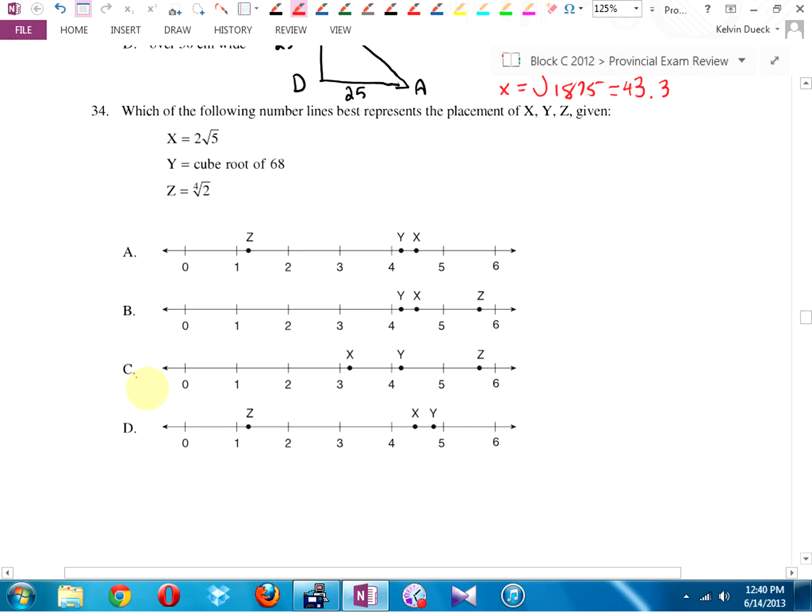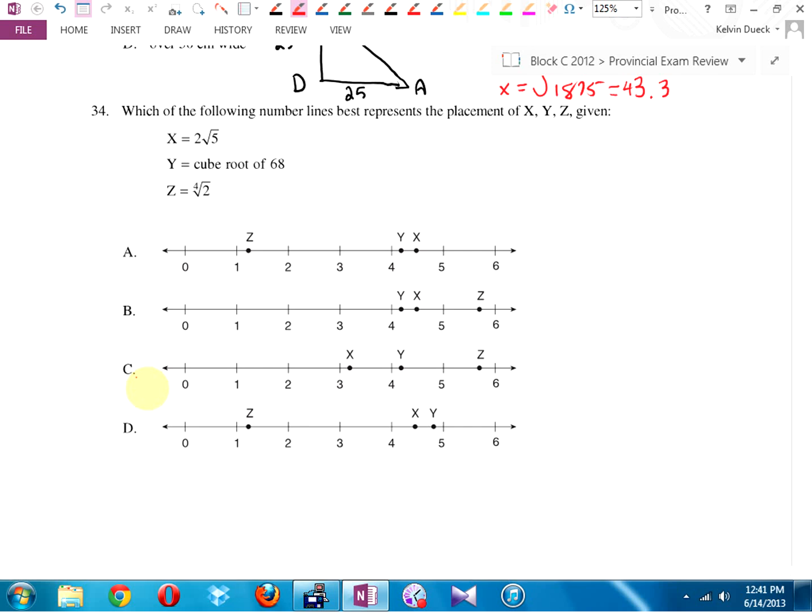Which of the following number lines best represents the placement of x, y, and z, given that x is 2 times the square root of 5, y is the cube root of 68, and z is the fourth root of 2? You know what this is testing? Do you know how to use your calculator? So get them out.